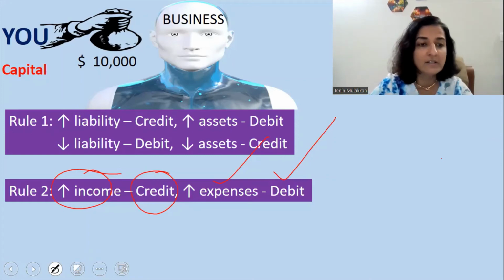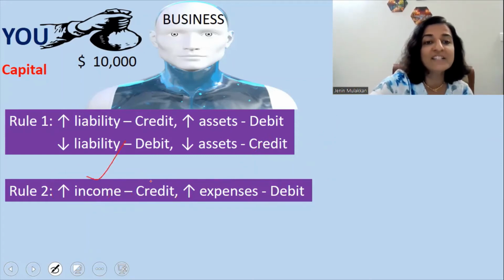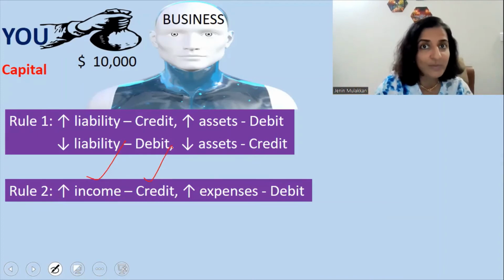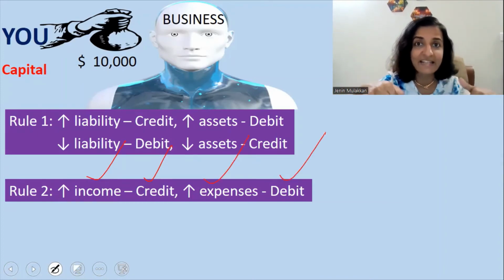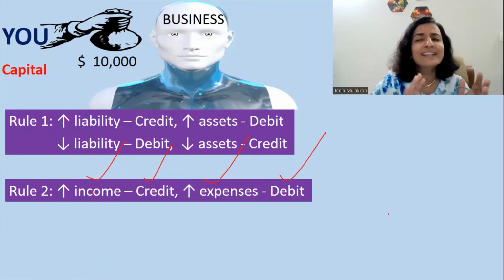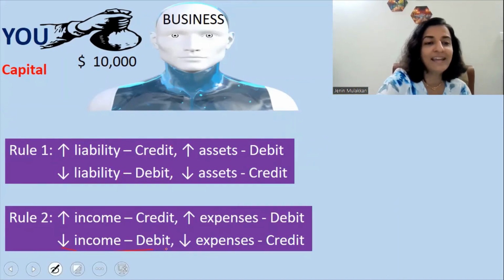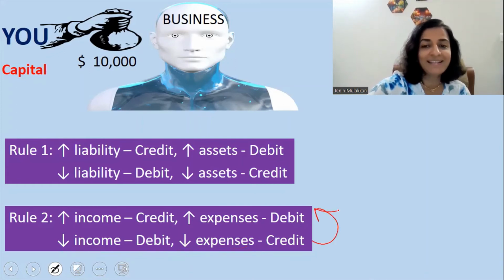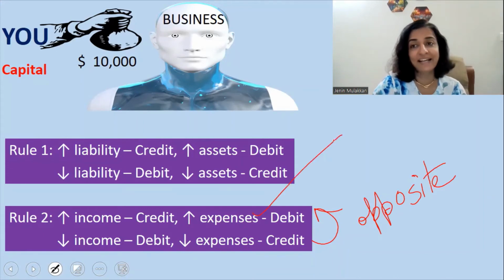And we will take the reverse also. If increase in income has to be credited, then decrease in income has to be debited, right? And if increase in expenses has to be debited, then any decrease in expenses has to be credited. So that is just an extension of rule number 2. So we will add that point also. Any decrease in income has to be debited and any decrease in expenses has to be credited. This one is exactly the opposite that has been mentioned in the first line. So that is the whole logic of the rules of debit and credit.